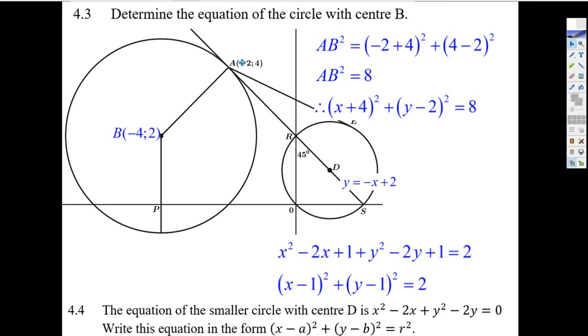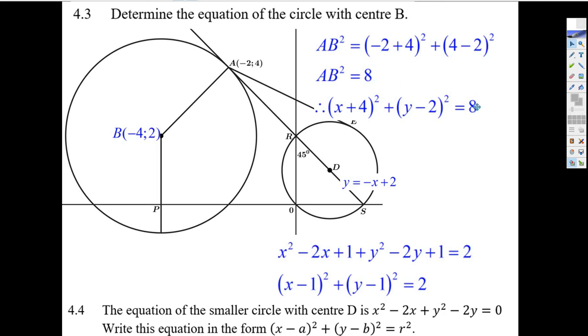We subtract the x coordinates, minus 2 minus minus 4, that's minus 2 plus 4, squared, plus 4 minus 2 squared. Well, that's 2 squared, which is 4. That's 2 squared, which is 4. 4 plus 4 is 8. So AB squared is 8. The radius squared is 8.